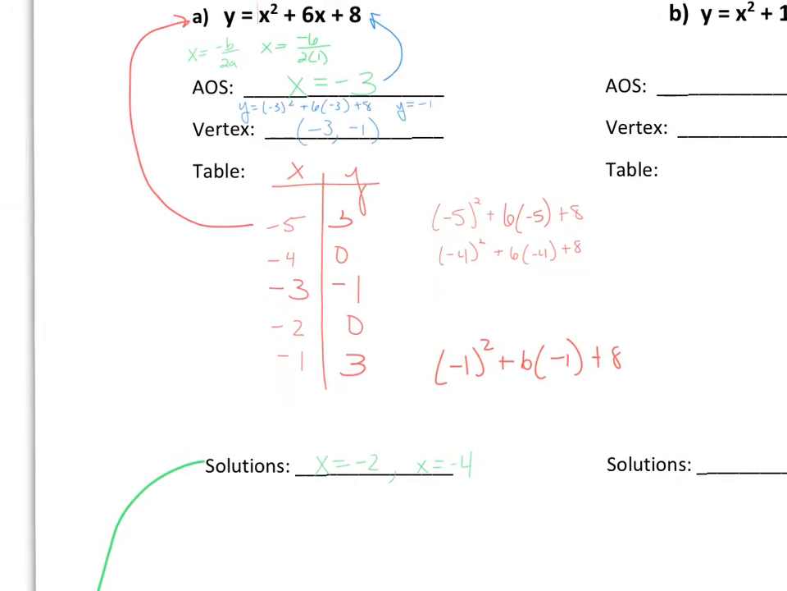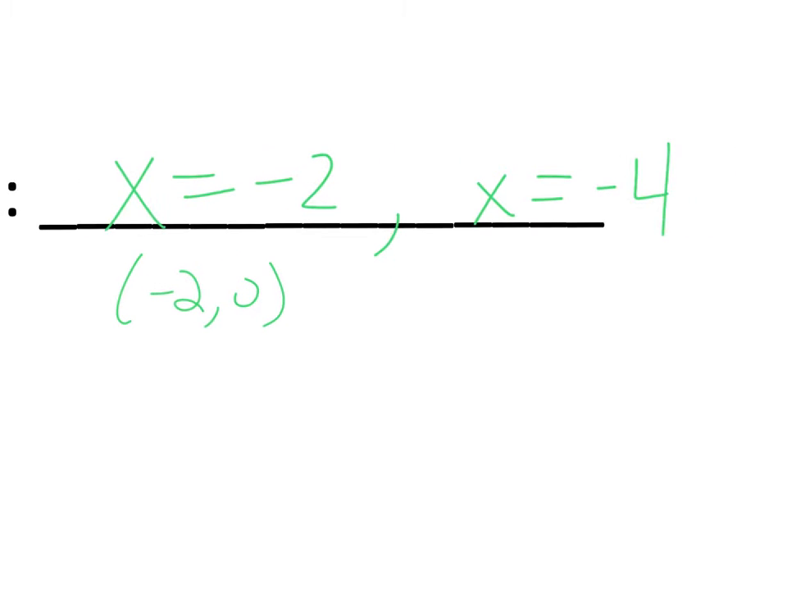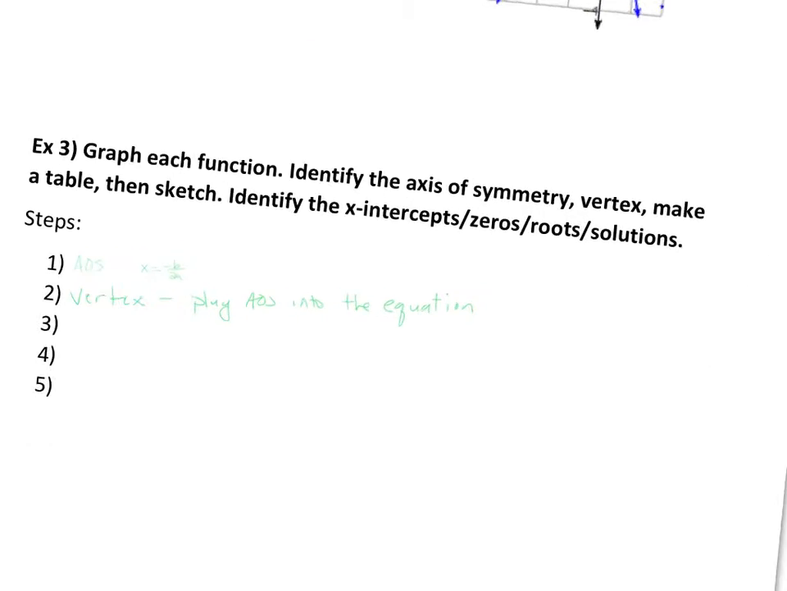And those are your solutions. Now, if you really wanted to write a coordinate point and say (-2, 0) and (-4, 0) for the intercepts, that would be fine as well. So either way, you can give me just x equals, or you can give me the coordinate point. Okay, so let's come back over here, talk a little bit more.